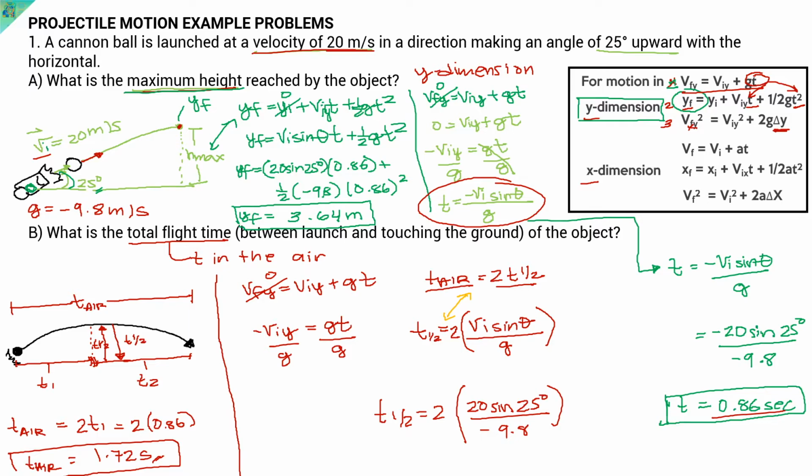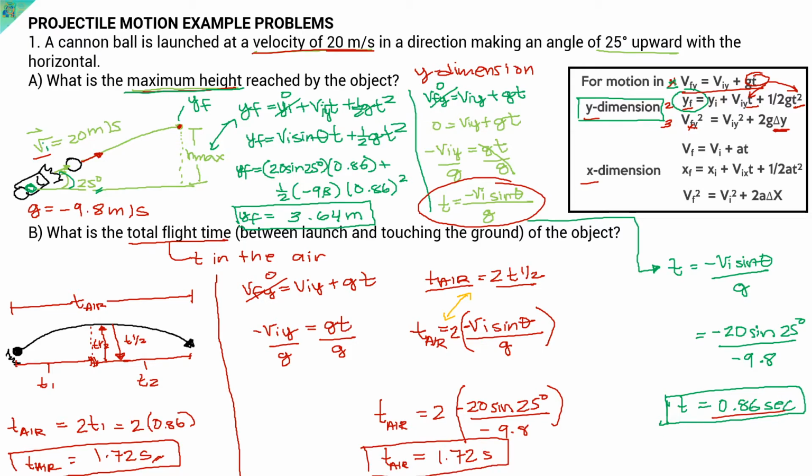Sorry, this should be negative. So this should also be negative. You multiply that, and you're going to have an answer still of 1.72 seconds. So pareho lang. So this won't be time in the air anymore. I know, this won't be time 1/2. This should be time in the air because it's already multiplied by 2. So this is your final answer.